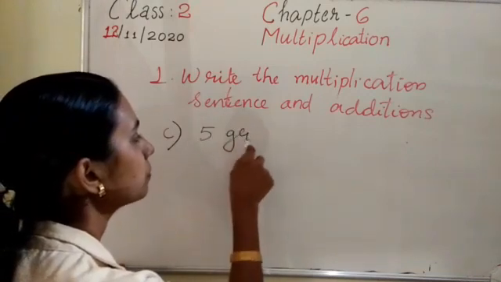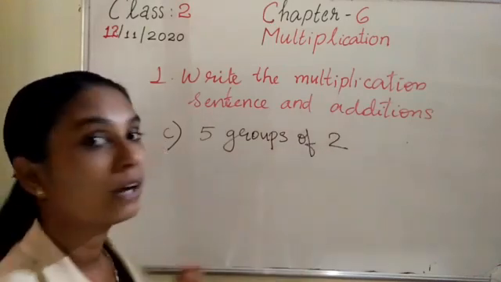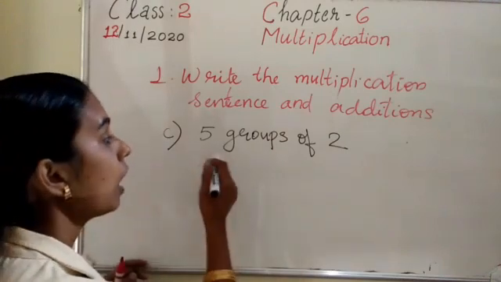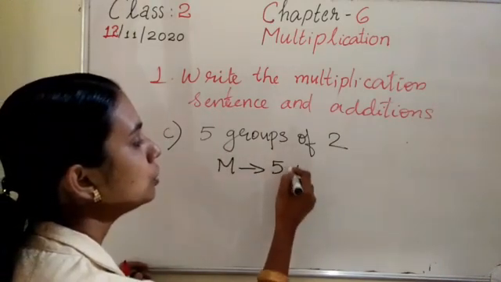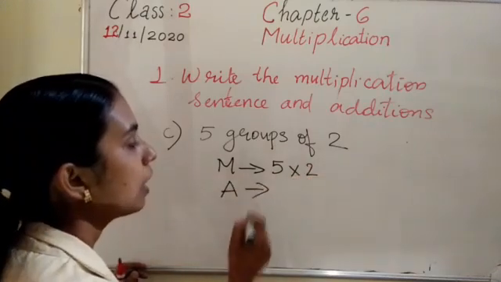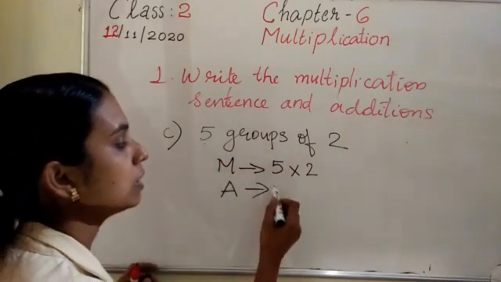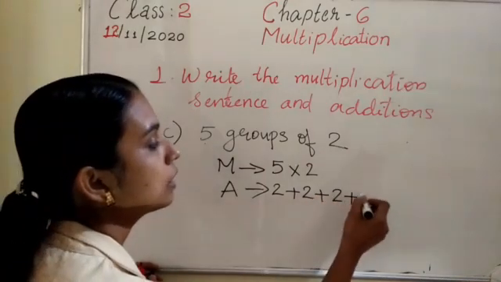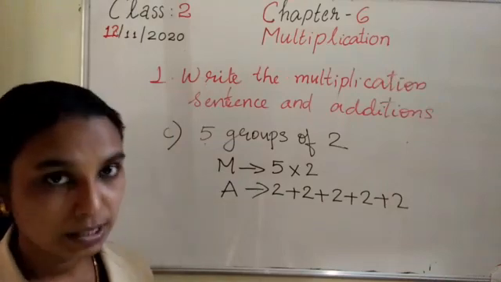5 groups of 2. There are 5 groups and each has 2. That means, how do you write the multiplication sentence? 5 into 2. How do you write the addition sentence? How many times 2? 5 times 2. That means 2 plus 2 plus 2 plus 2 plus 2. Okay, it is the addition sentence.